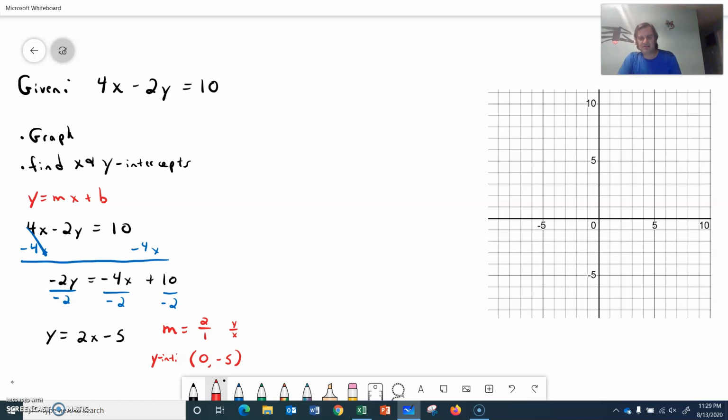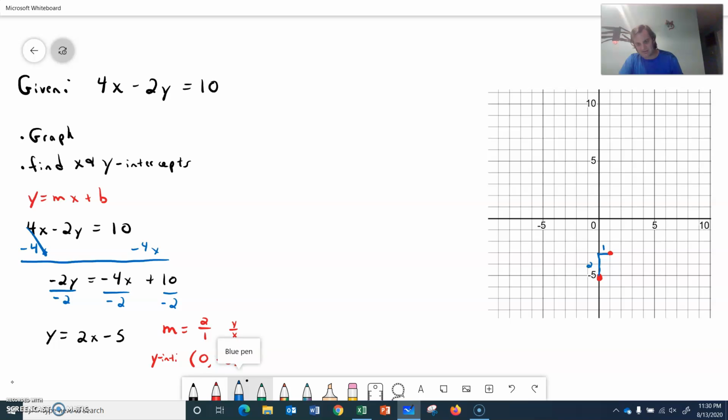So I'm going to come over to my graph, and I'm going to plot first the y-intercept, which is 0, negative 5 on the y-axis. Then I'm going to use the slope, which is 2 over 1. So it was 2, but I wrote it as a fraction. So that means from my point, I can go up 2 over 1. And that puts me at, looks like, 1, negative 3.